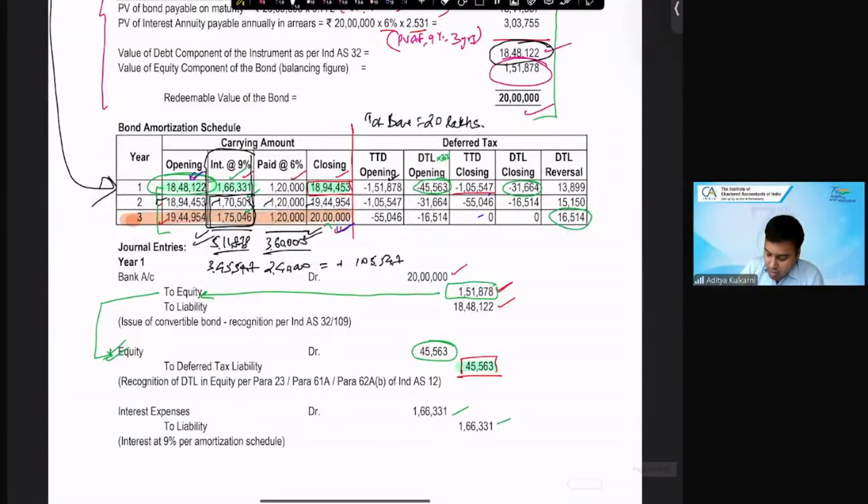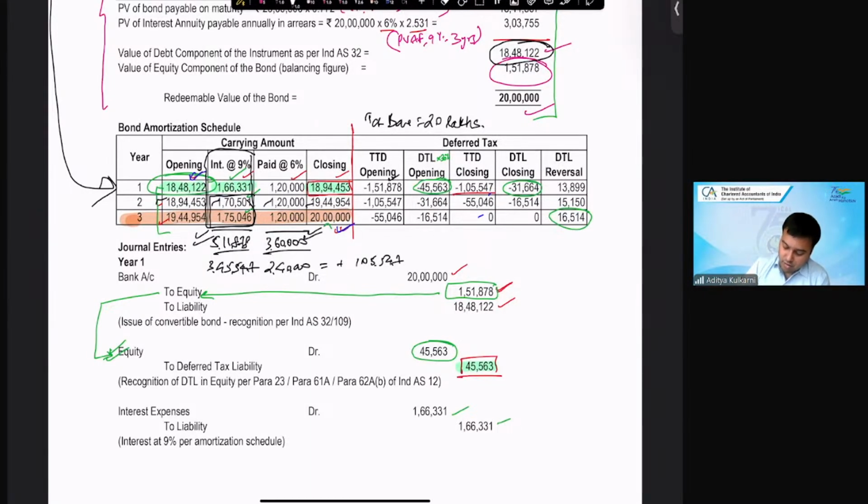So here, the DTL opening is 1,51,000 into 30%, so 45,563. Is it okay? Yes, sir. The difference into 30%, 45,563. Yes or no? Yes, sir.